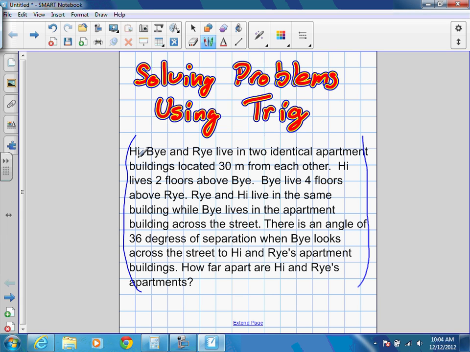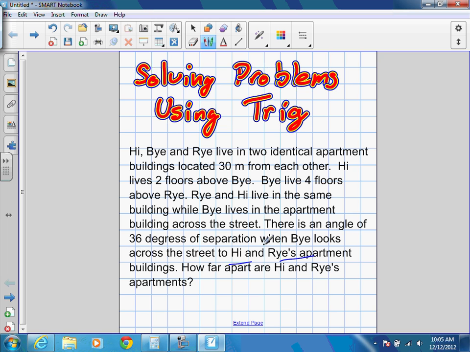So, 3 people named Hi, Bai, and Rai live in 2 identical apartment buildings located 30 meters from each other. Hi lives 2 floors above Bai. Bai lives 4 floors above Rai. Rai and Hi live in the same apartment building, while Bai lives in the apartment building across the street. There is an angle of 36 degrees of separation when Bai looks across the street to Hi and Rai's apartment buildings. How far apart are Hi and Rai's apartments?